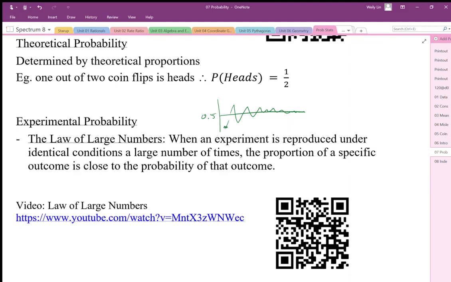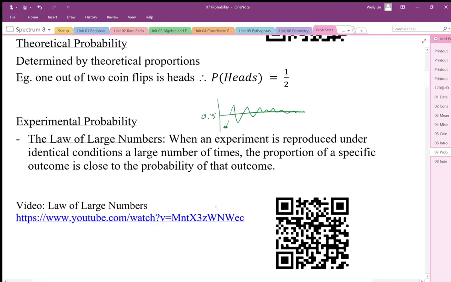If we did five coin flips, that's a very small sample. We will probably get very inaccurate results for what the true probability is. However, if we did 100 coin flips, that would be a lot of coin flips, and that would give us a much closer ratio to the true probability, which would in this case be 50%. So this issue of large numbers, the law of large numbers, is an important issue when we're doing experimental probability. It has no effect on theoretical probability, but it's important with experimental probability.